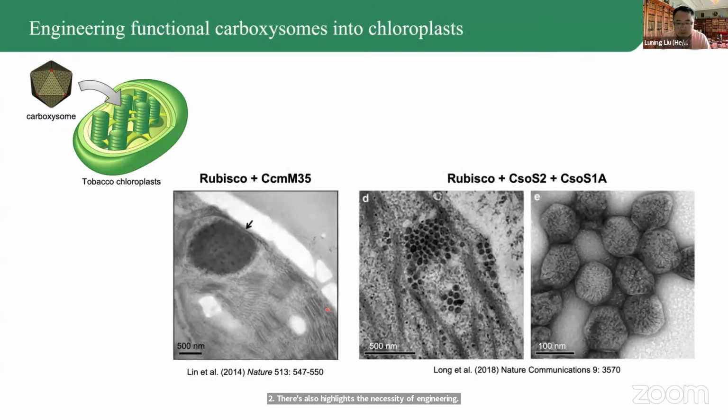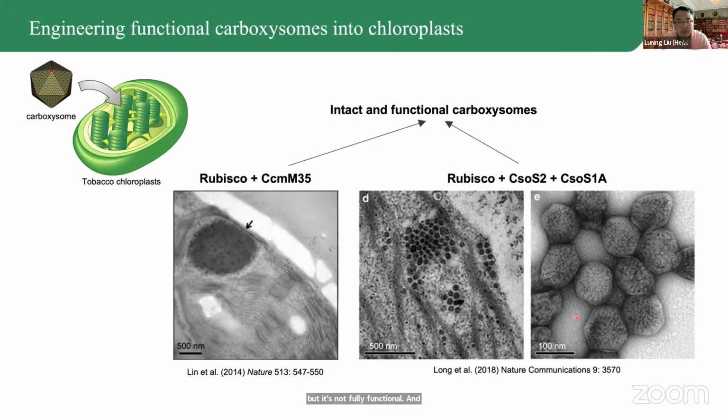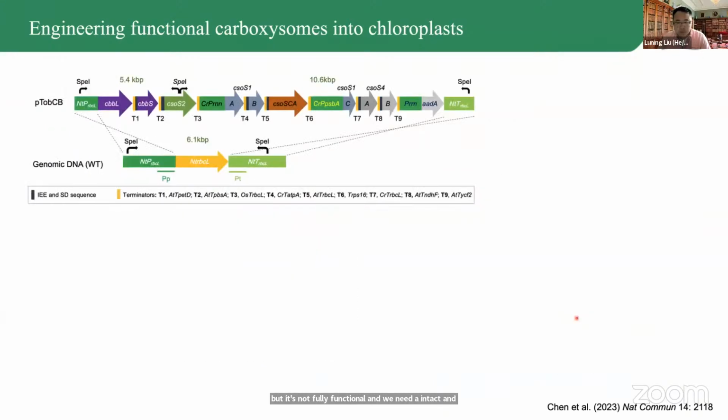Previous work has shown a stepwise process of engineering carboxysome components, for example, Rubisco plus the linker proteins, or Rubisco linker protein with one shell protein. They can form aggregations or some carboxysome-like structures, but it is not fully functional, and we need an intact and functional carboxysome to be expressed in the chloroplast. So to generate a functional carboxysome, we generated a construct that includes the genes encoding 9 different carboxysome proteins, and transformed it into tobacco chloroplast.